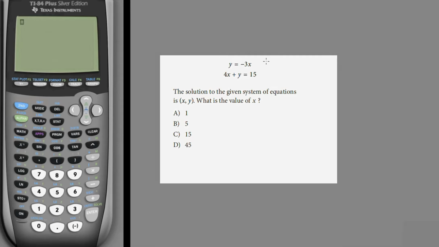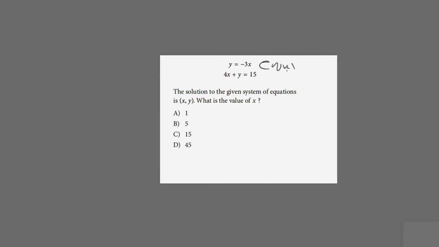For this question, let's call this equation 1 and this equation 2. Firstly, let's take the negative 3x to this side, and it changes to a positive value, 3x. We have 3x plus y equals 0, and 4x plus y equals 15. Right now, let's use the elimination method to get the value of x.